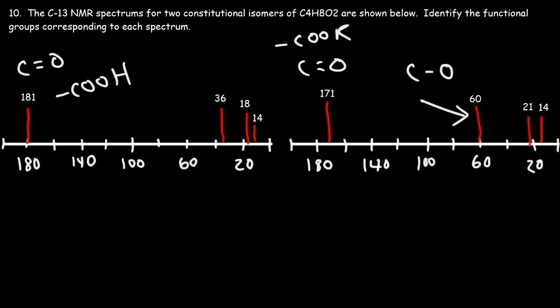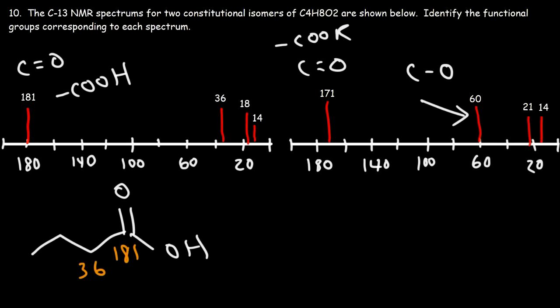Now, the spectrum on the left corresponds to butanoic acid. So this carbon has a signal of 181. The next one adjacent to it is 36. The beta carbon is 18, and the gamma carbon is 14.